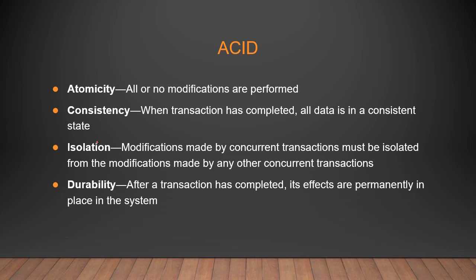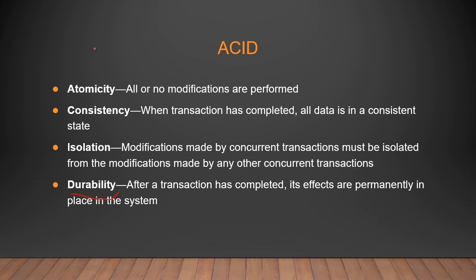A transaction either recognizes the data in the state it was in before another concurrent transaction modified it, or it recognizes the data after the second transaction has completed, but bear in mind that it does not recognize an intermediate state. So what is durability? Durability says that after the transaction has completed, its effects are permanently in place in the system. The modifications persist even in the event of a system failure.